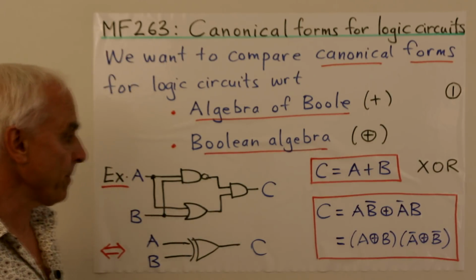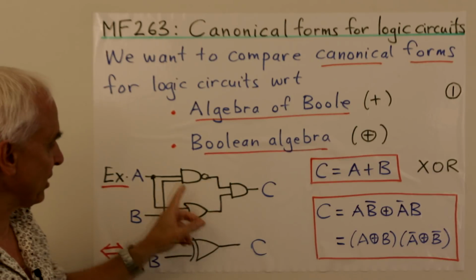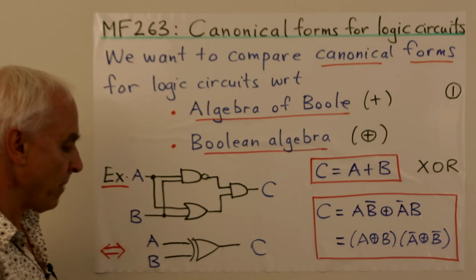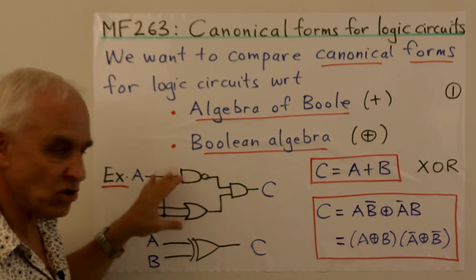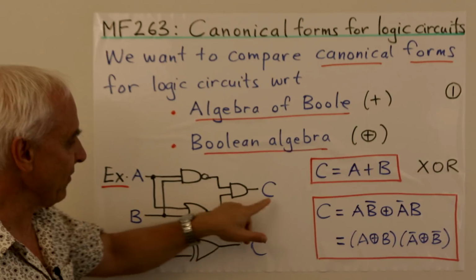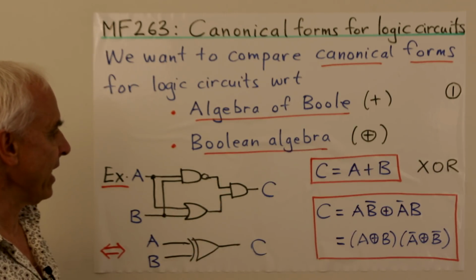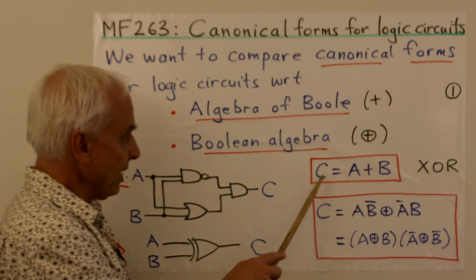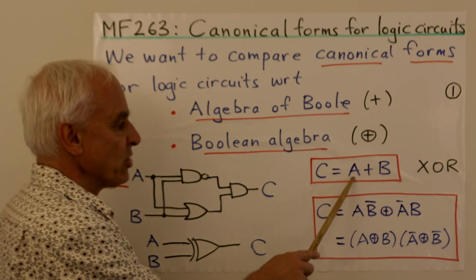Okay, so for example, here is a circuit consisting of some elementary logic gates. There's a NAND, there's an AND, there's an OR. We have two inputs, A and B, and these gates do something to these inputs and give us an output C. And we've analyzed this through both of these frameworks, and we've seen that in the Algebra of Boole situation, it can be reduced to the expression A plus B.